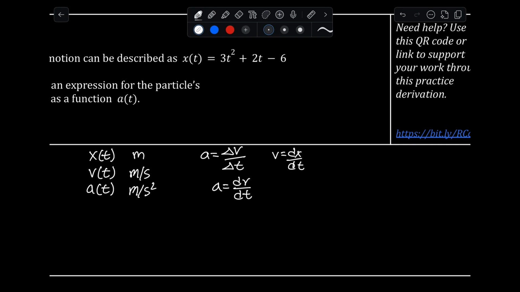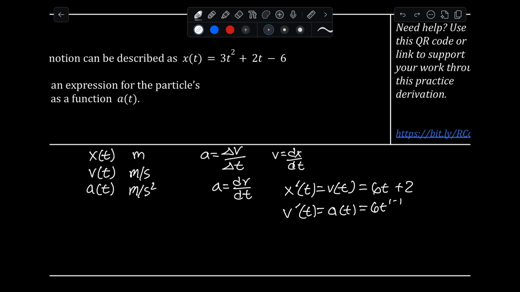So we can use the power rule like we did in our previous video to solve for that. So we can use x prime of t, which is also equal to v of t. It's just calculus notation, to get 6t plus 2. But now we want v prime of t, or a of t, to get 6t to the 1 minus 1.